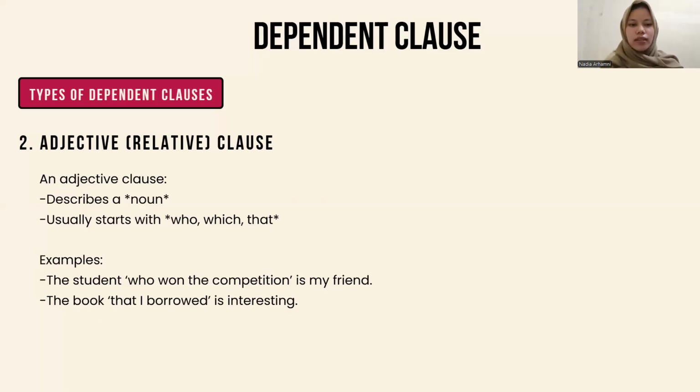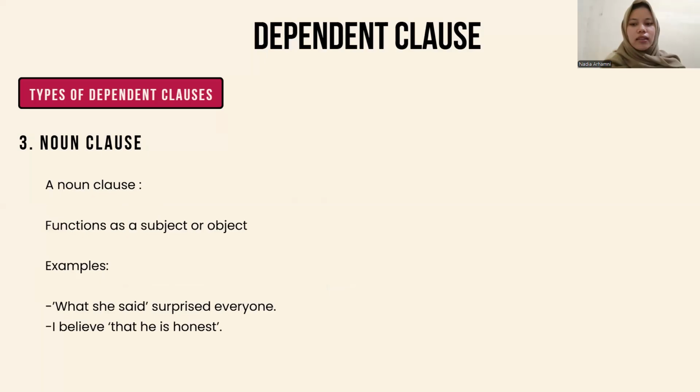Okay, next. Noun clause. A noun clause functions as a noun. It can be a subject or an object. For example, what she said surprised everyone. This explains that what she said is the subject. And then, I believe that he is honest. So that he is honest is the object.